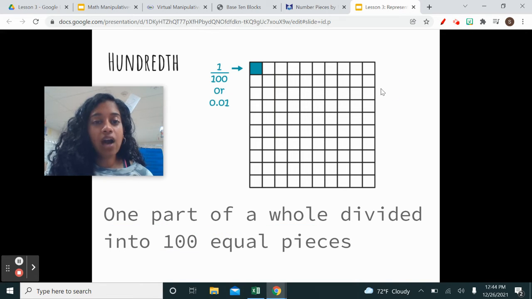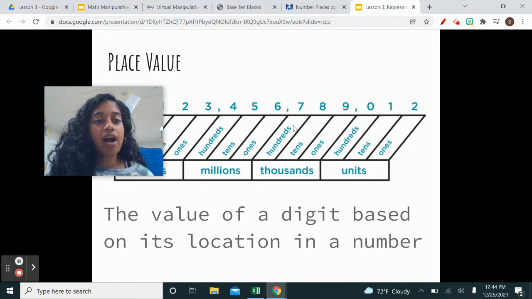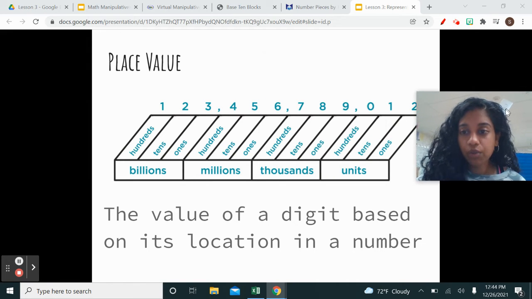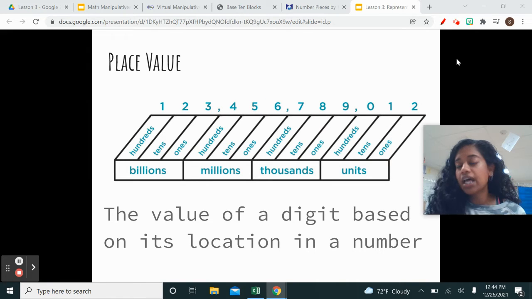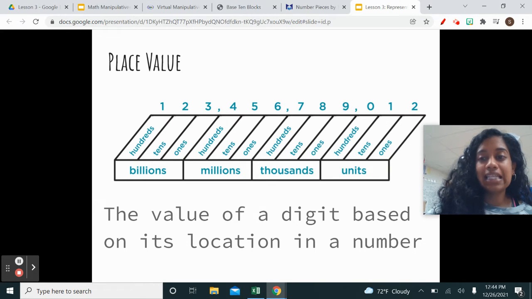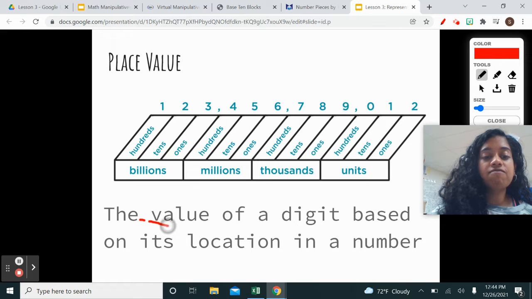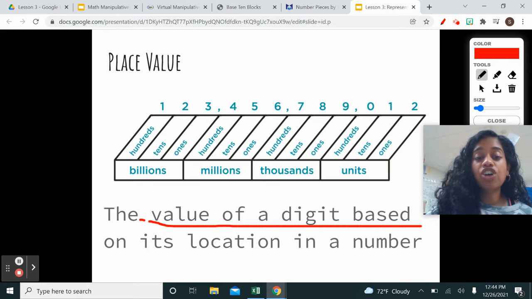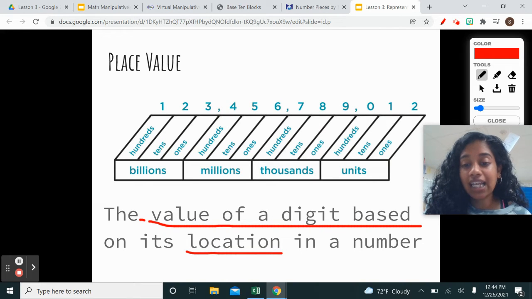Okay, so now let's go into our last one, which is really, really important when we're talking about decimals and just math in general, place value. So what is place value? Place value is the value of a digit based on its location in a number. So a digit would be your numbers like 1, 2, 3, 4, 5, 6, 7, 8, 9. And those are all your digits, right? And then depending on where we put them tells us how much it is worth.